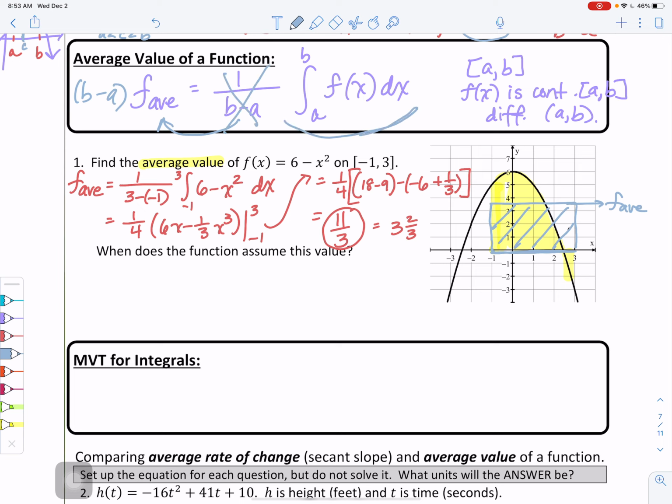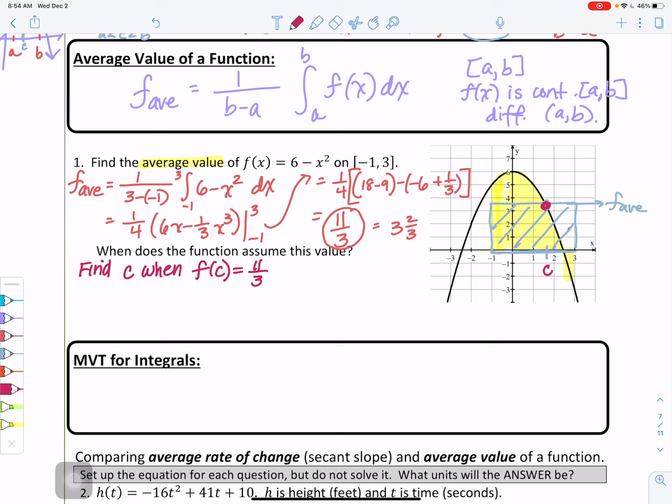So the area under the curve from -1 to 3 is equal to this multiplication of a height and a width of a rectangle. It's really cool. Now, you might be asked, what is that value? What is the x value that goes along with that f average, that y value? What is c? So find c when f of c is equal to 11/3.